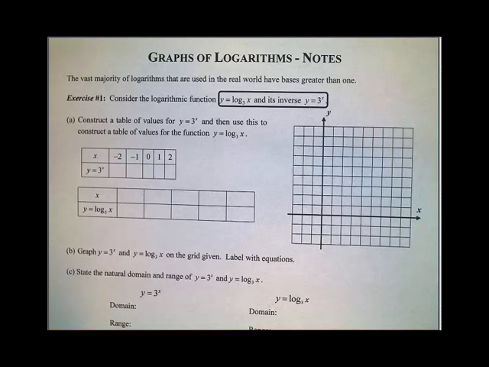So exercise 1, consider the logarithmic function y equals log base 3 of x and its inverse y equals 3 to the x. Construct the table of values for y equals 3 to the x, and then use it to construct the table of values for the function y equals log base 3 of x. Remember, input becomes output and output becomes input. It doesn't matter which way you're going.